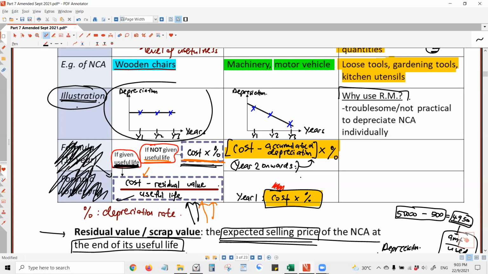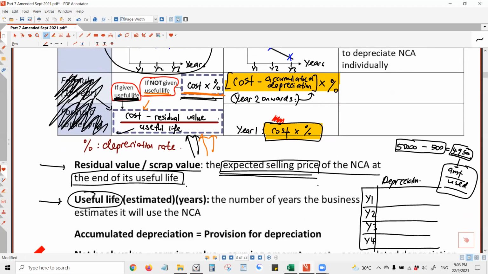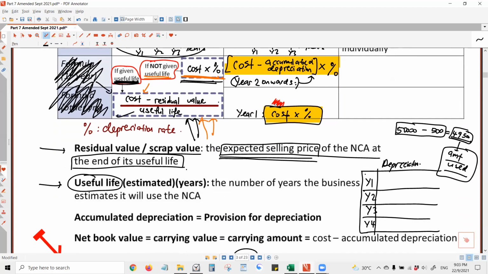Now I'm going to explain what accumulated depreciation is. Assume that these are the depreciation amounts for the first 4 years. You can see I'm writing at the bottom right corner. Every year's depreciation is 1,000. Assume, okay, just assume every year is 1,000.